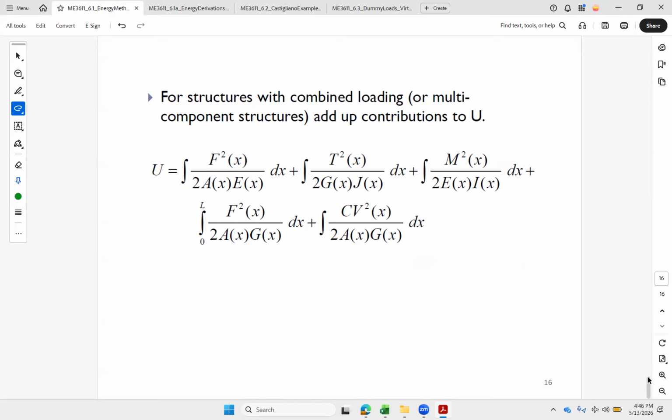That also applies if we've got more than one member. We've got the same force passing through three different bars. We just add up for bar 1, for bar 2, and for bar 3. Right. So anybody have any questions about how we came up with these formulas?